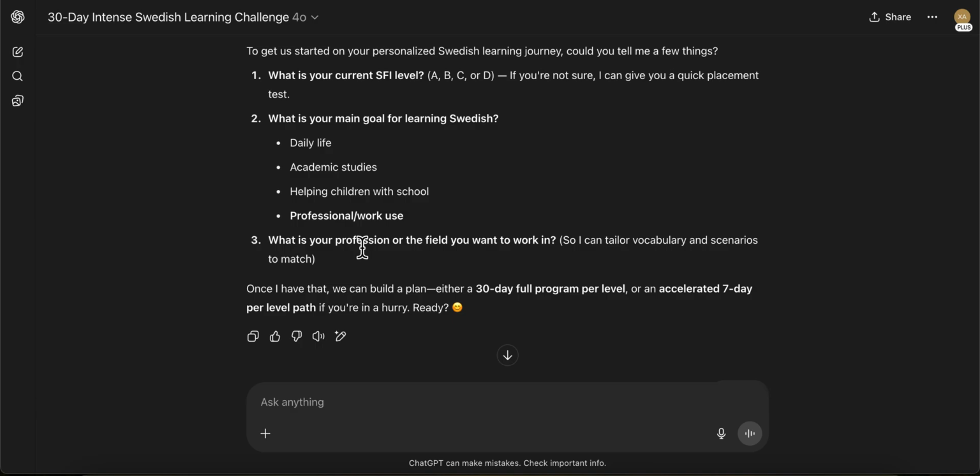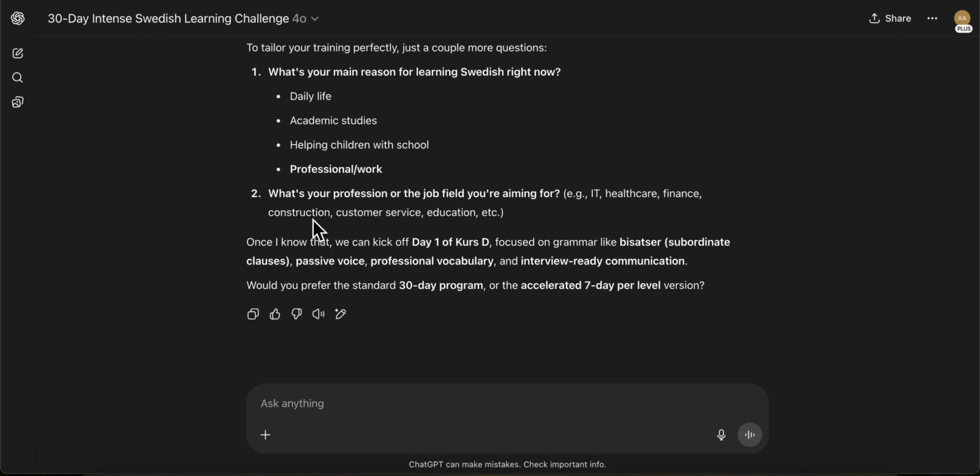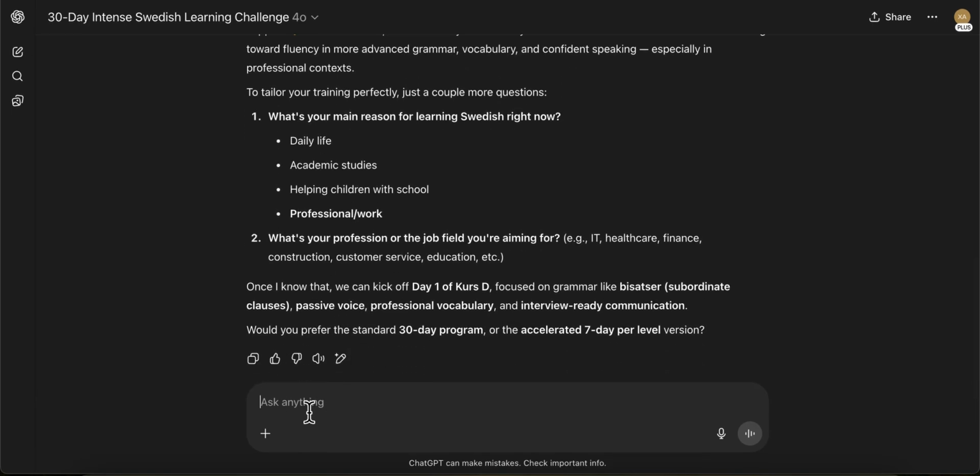You can read emails, and you can understand the specific terms used in your profession, in your line of work. If you're already working, it can also help you to communicate with your colleagues. That's a very interesting part of this assistant. So we already told it that I'm in course D, and we select that I'm learning Swedish for my work. And for the profession, let's say I'm a production training specialist.